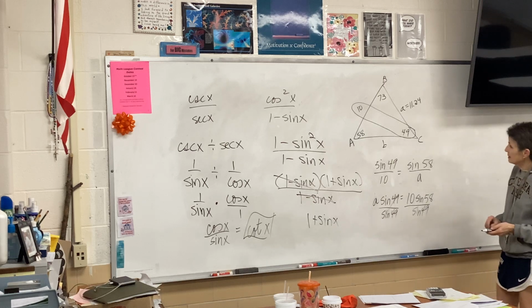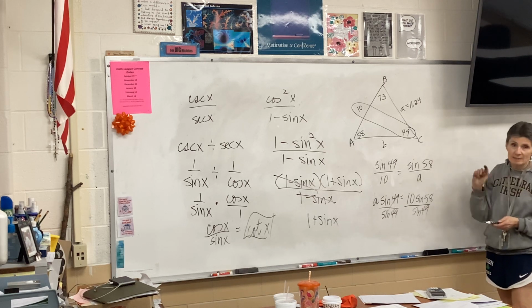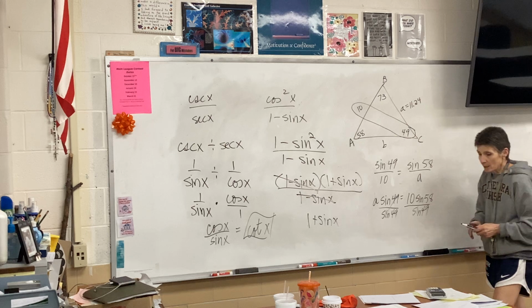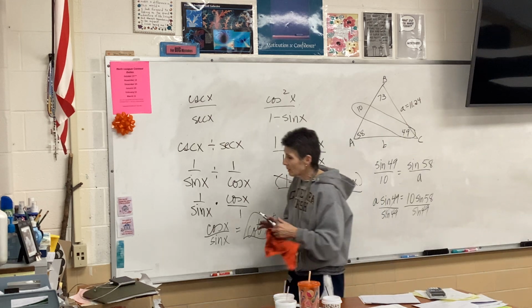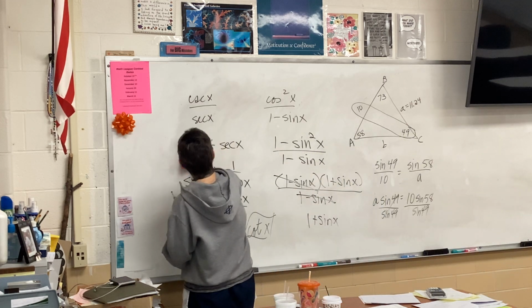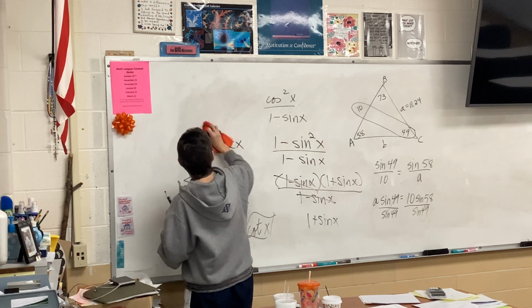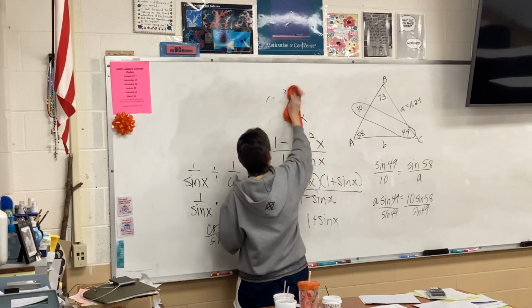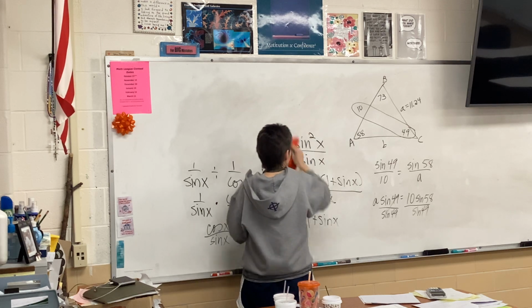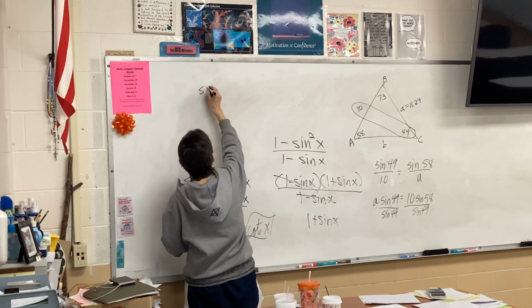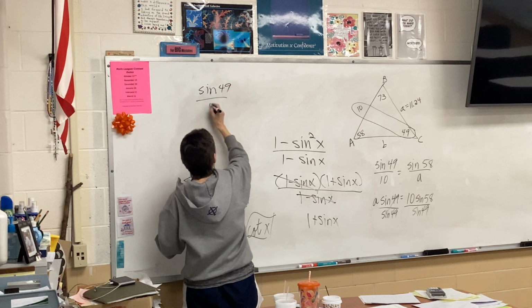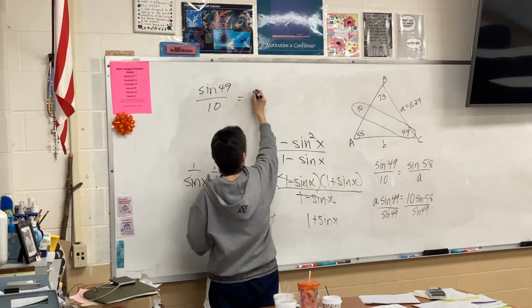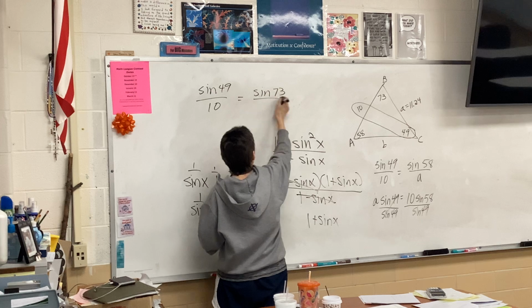Now I'm not done because I still need to find side b, the real side b. So I'm going to do exactly what I just did. I'm going to set up my law of sines, and I'm going to find side b. So I'm going to go back to my original circled pair. So sine 49 over 10 equals sine 73 over b.